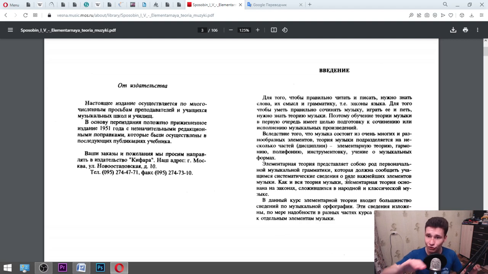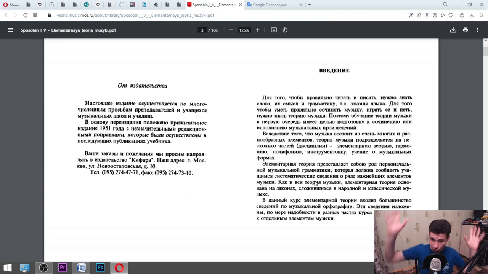About the row as a sequence. Sequence, different things. Like rows of Fourier in math. Of the most important, важнейших, most important elements in music. Okay? Next. Как и вся теория музыки, элементарная теория основана на законах, сложившихся в народной и классической музыке.